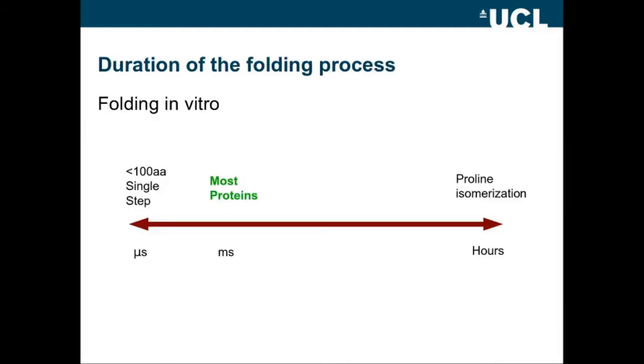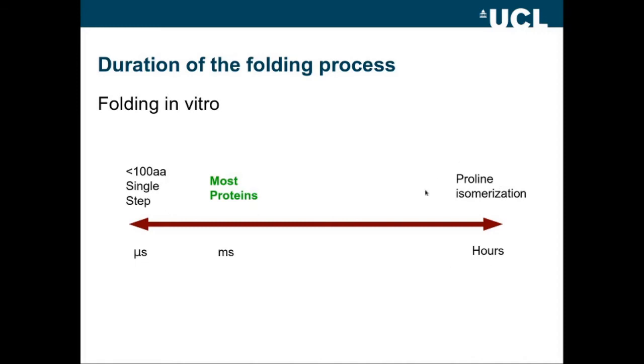So, the folding process in vitro generally takes in the order of milliseconds. When we get very small proteins, less than 100 amino acids, they really seem to fold pretty much in a single step without intermediates, and that takes of the order of microseconds.